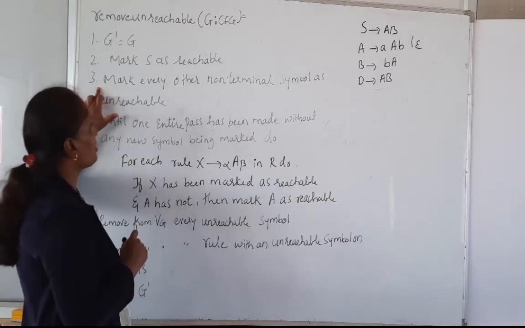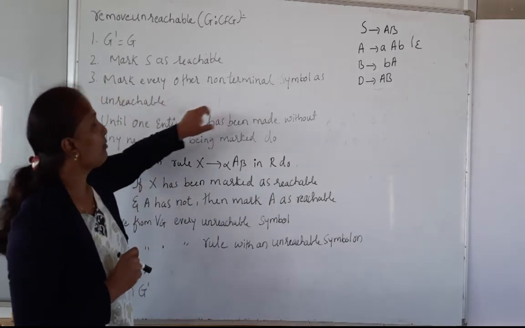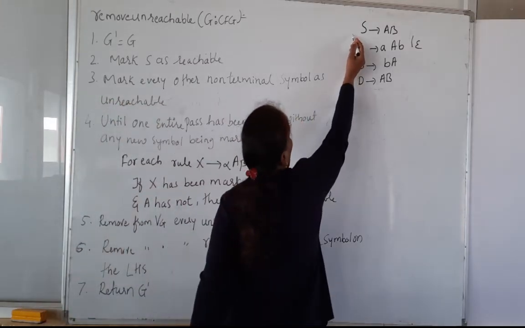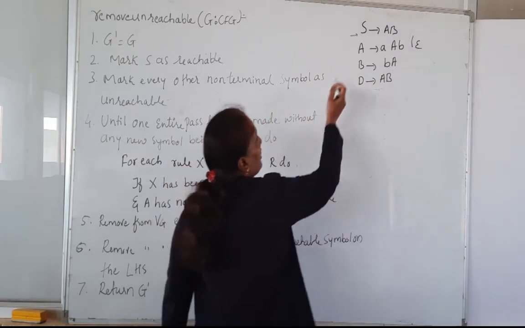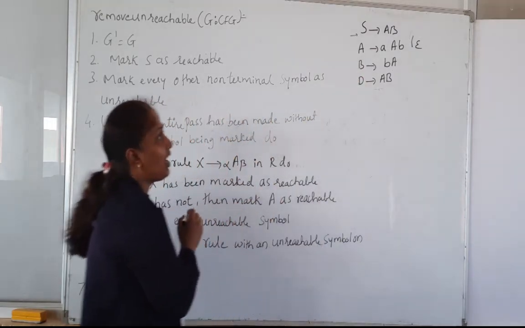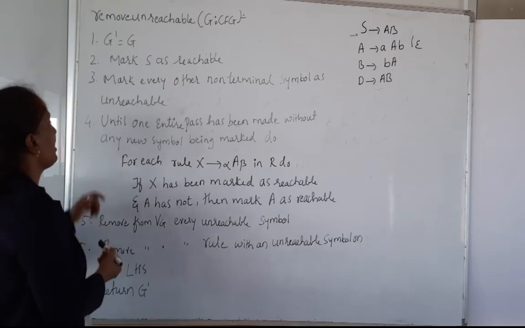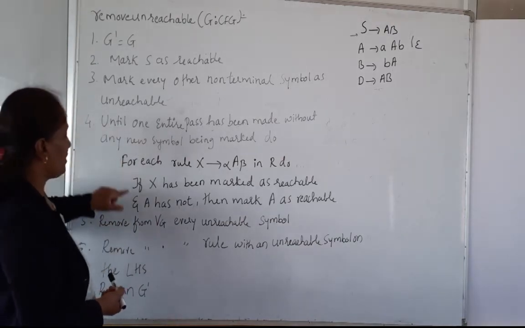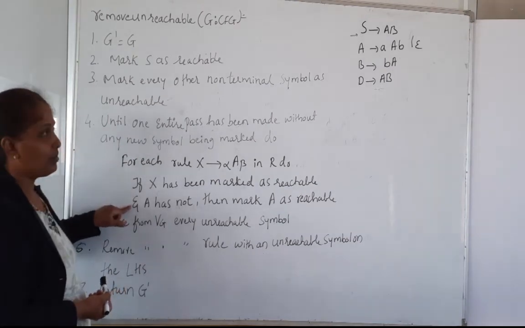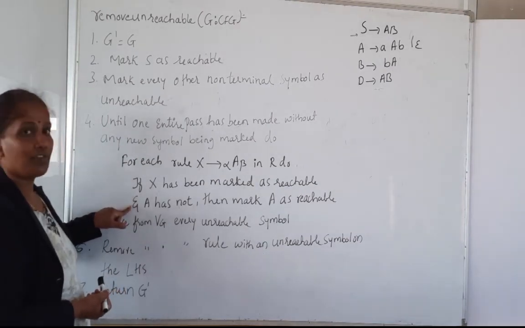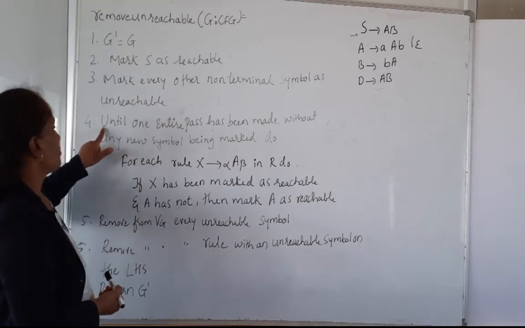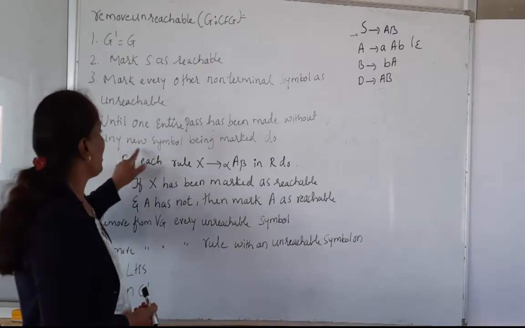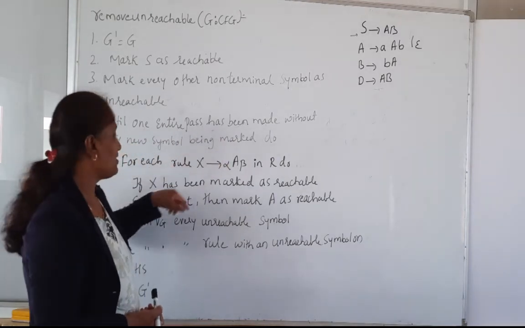What are we going to do in the third step? Mark every other non-terminal symbol as unreachable. So S is the start symbol, so I am going to mark this as a reachable symbol, and every other symbol is an unreachable symbol. Next, what are we going to do in the fourth step? Repeatedly, we are going to perform this step on all the rules of the grammar. So check out the step here. Until one entire pass has been made without any new symbol being marked, do this.